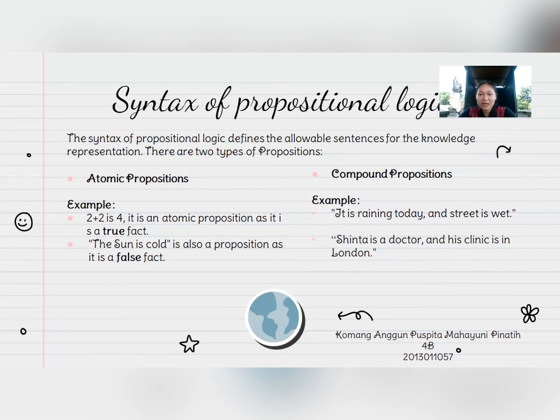The second is compound propositions. Compound propositions are constructed by combining simpler or atomic propositions using parentheses and logical connectives. And the examples are, it is raining today and the street is wet, and Sinta is a doctor and his clinic is in London.